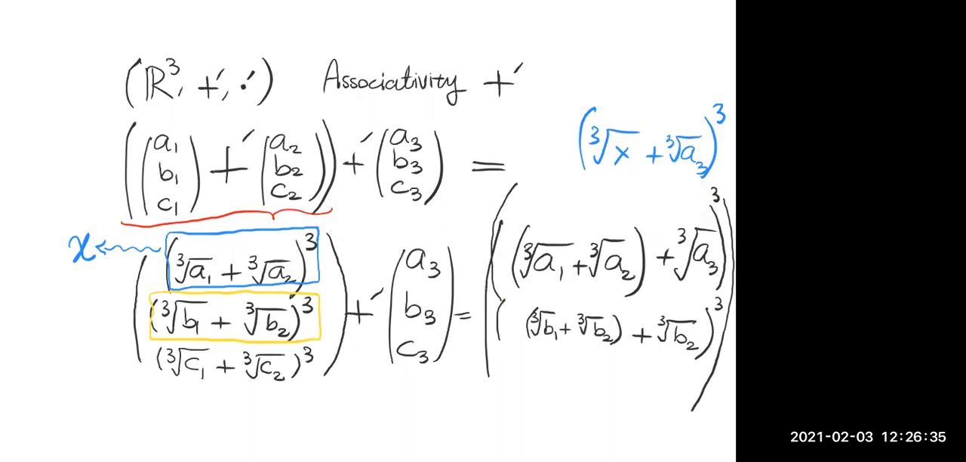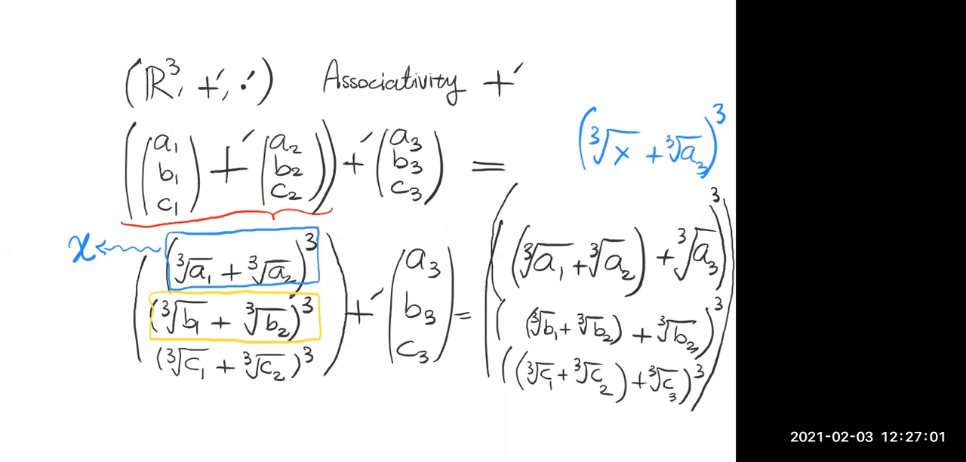Same thing holds for the last one. So it would be C1, the third root of C1 plus the third root of C2 plus the third root of C3, raised to the power 3. But on the other hand, here I still have parentheses.